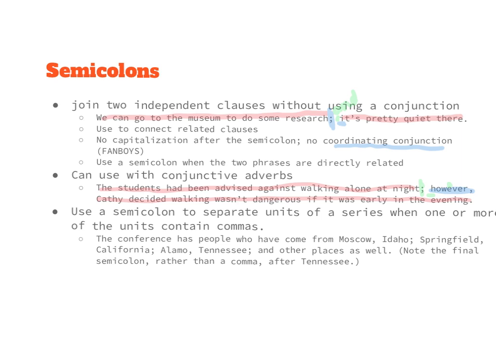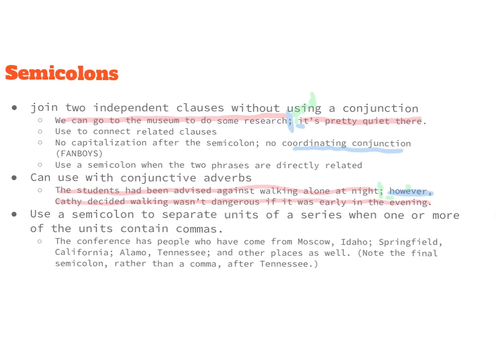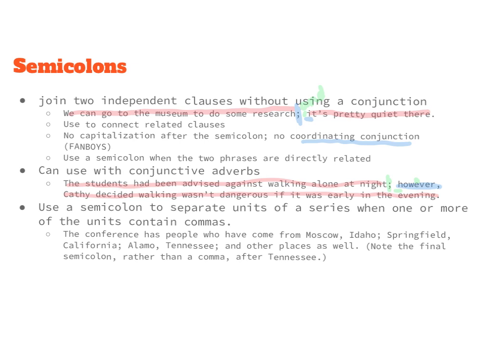And then finally, you can use a semicolon to separate units of a series when one or more of the units contains commas. So the conference has people who have come from Moscow, Idaho; Springfield, California; Alamo, Tennessee; and other places as well. Because you're using these commas to separate the city from the state, it would get super confusing if you used commas where the semicolons were. So that's why you'd want to use semicolons in this situation.